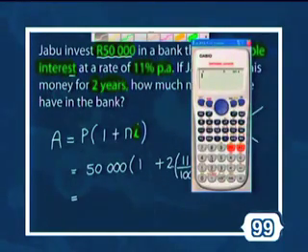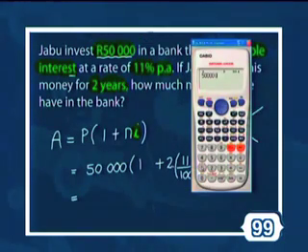So we are going to take our 50,000 and we are going to multiply it by 1 plus 2 times, and I'm putting in my fraction, 11 over 100, and that comes to 61,000.